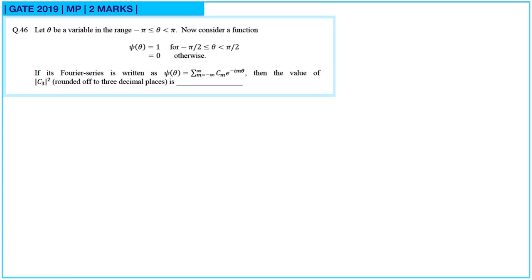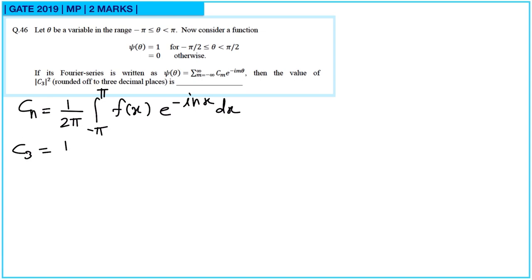Next question. Let theta be a variable in the range minus pi to pi. A function is given. If its Fourier series is written like this, then the value of mod of C3 square is. So this function is given. The formula for Cn is equal to 1 upon 2 pi, integral from minus pi to pi, the complete range, f of x e raised to minus i nx dx. So C3 will be 1 upon 2 pi integral minus pi to pi f of x e raised to minus i 3x dx.